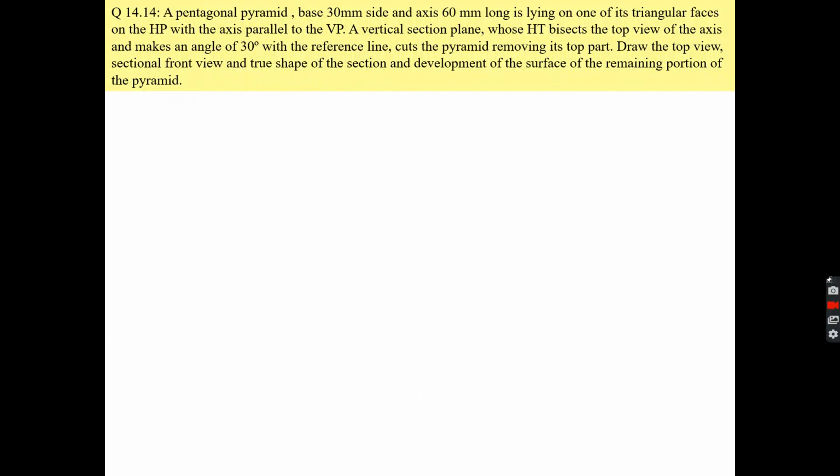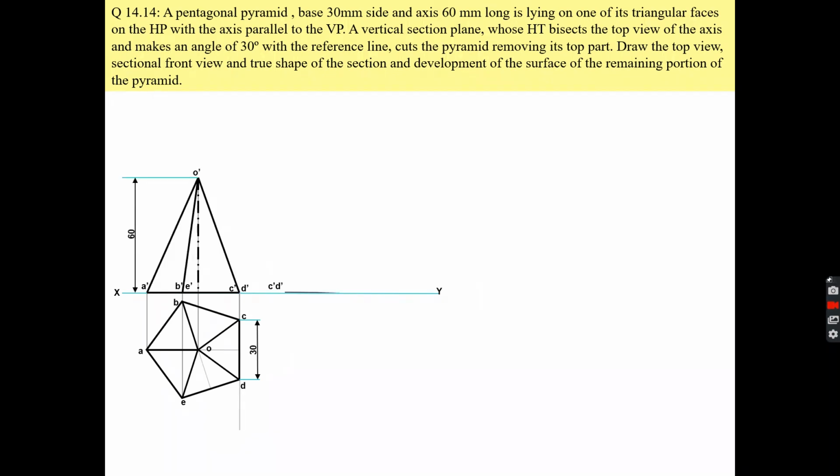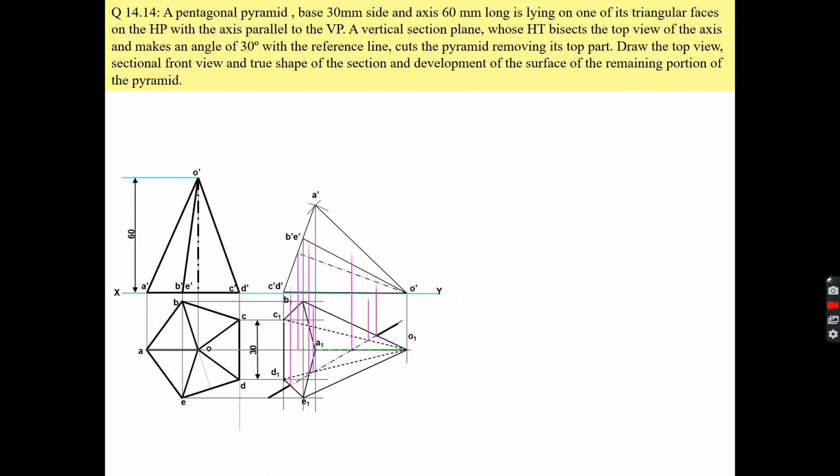The next one is also the same question I have discussed in the section of the solid. Okay, the pentagonal pyramid, base 30 mm side, axis 60 mm long, is lying on one of its triangular faces on the HP with the axis parallel to the XVP. A vertical section plane whose HT bisects the top view of the axis makes an angle of 30 degrees with the reference line, cuts the pyramid removing its top part. Okay, the same question I am discussing, so I am not going into that. I have already discussed.